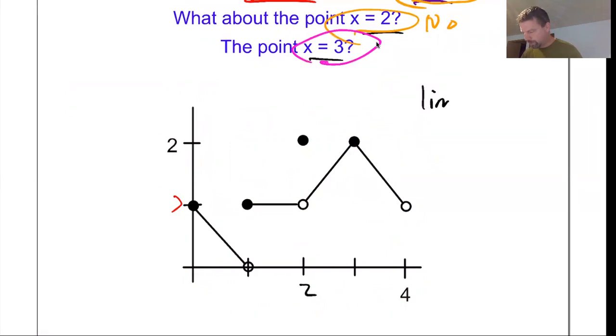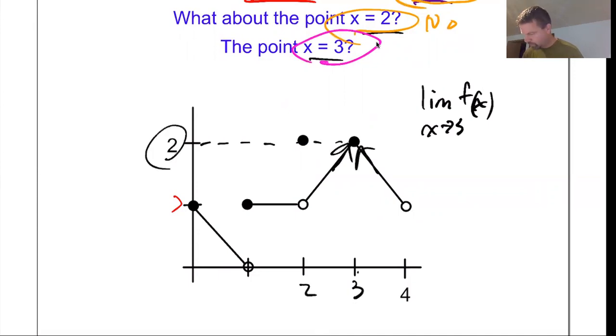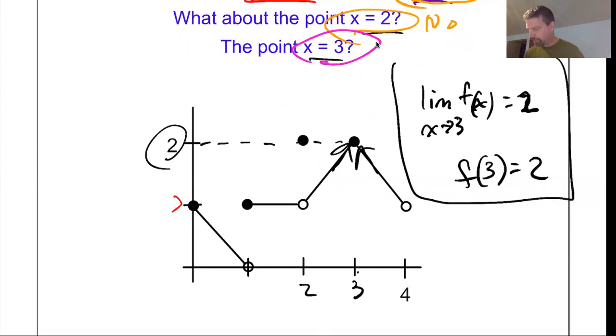The limit of f of x as x approaches 3, the limit was going towards that point, which has a value of 2. And also, f of 3, plugging that 3 in, gets me a 2 out. If that happens, you're continuous at that point. All right.